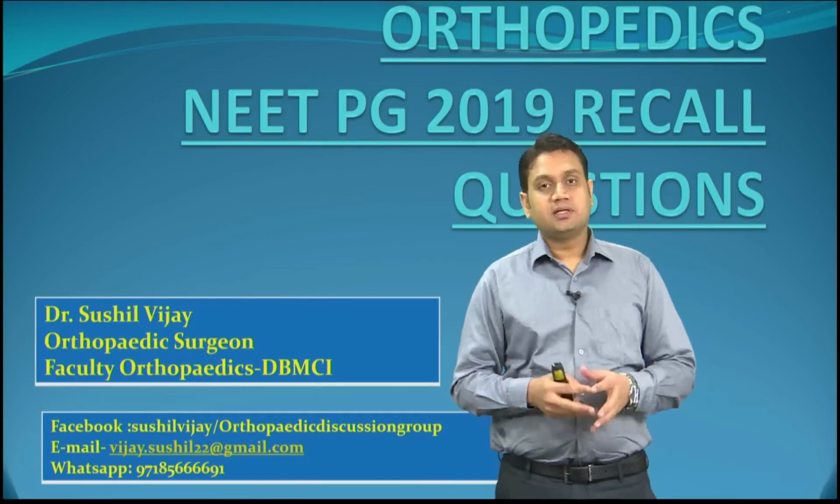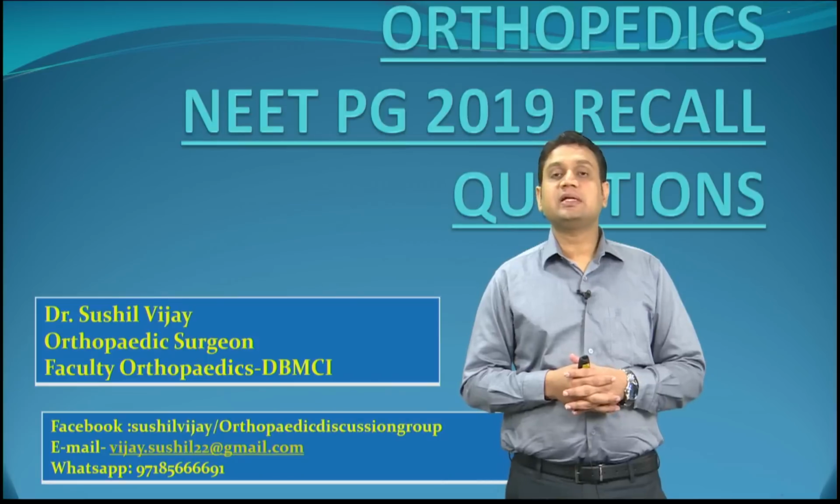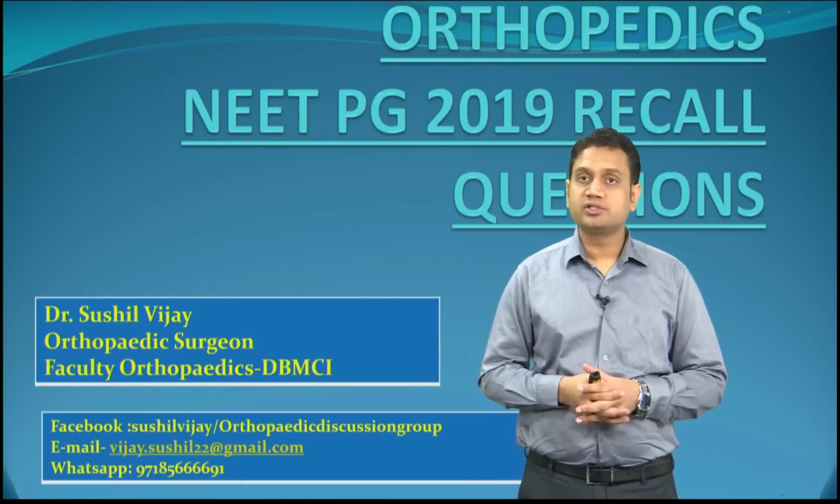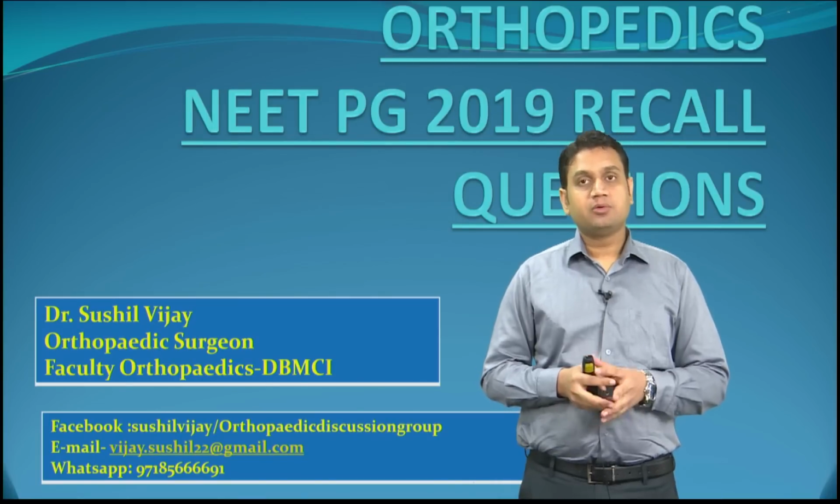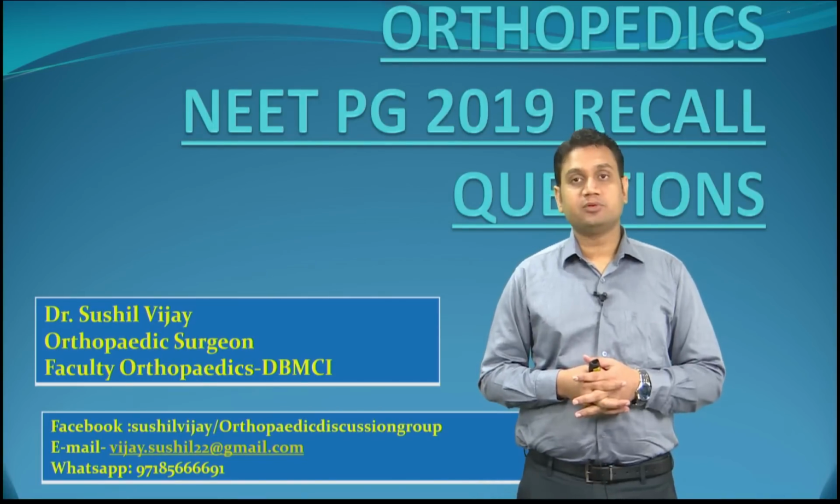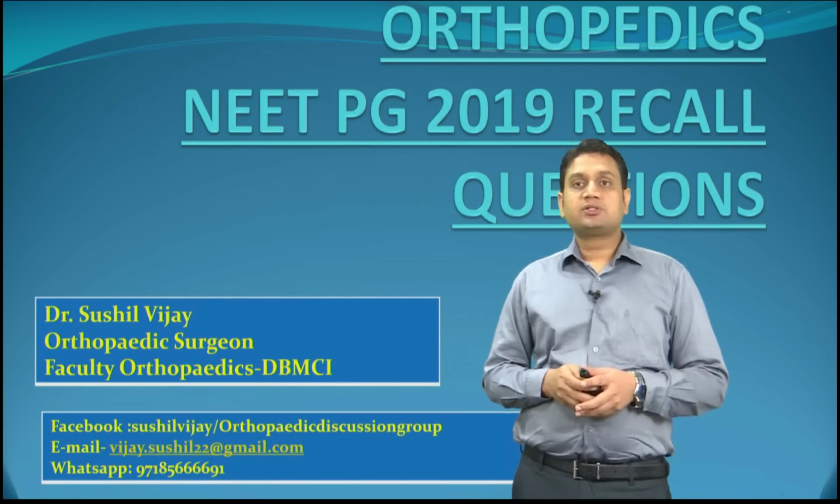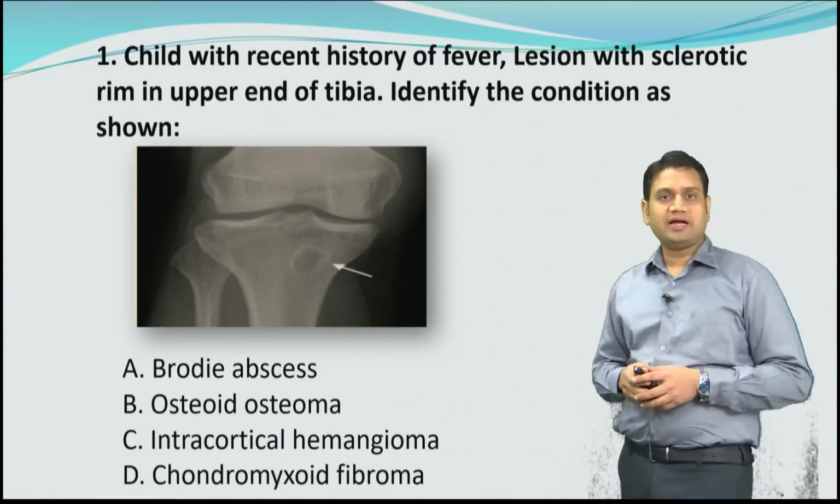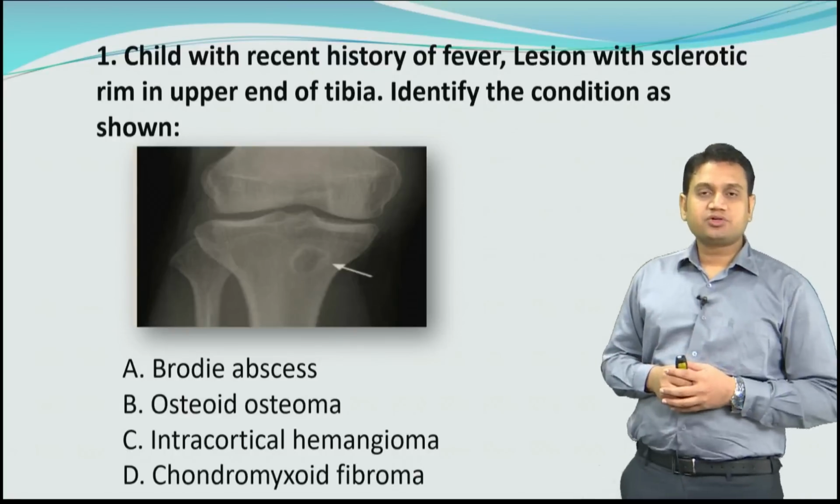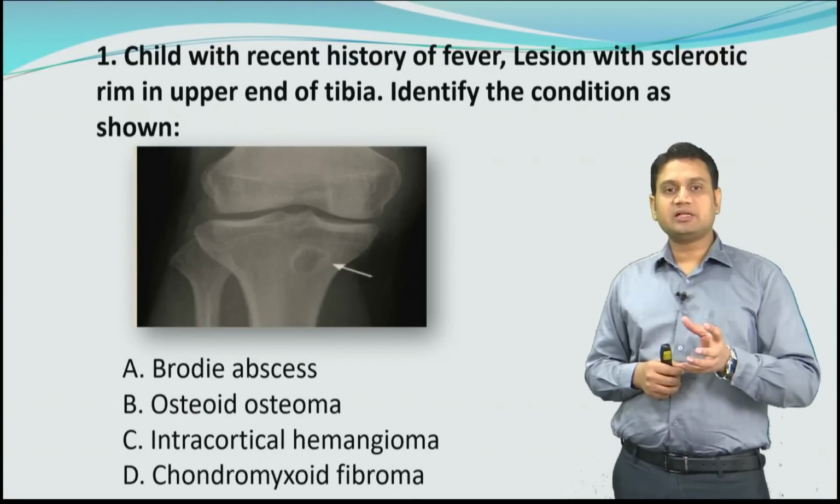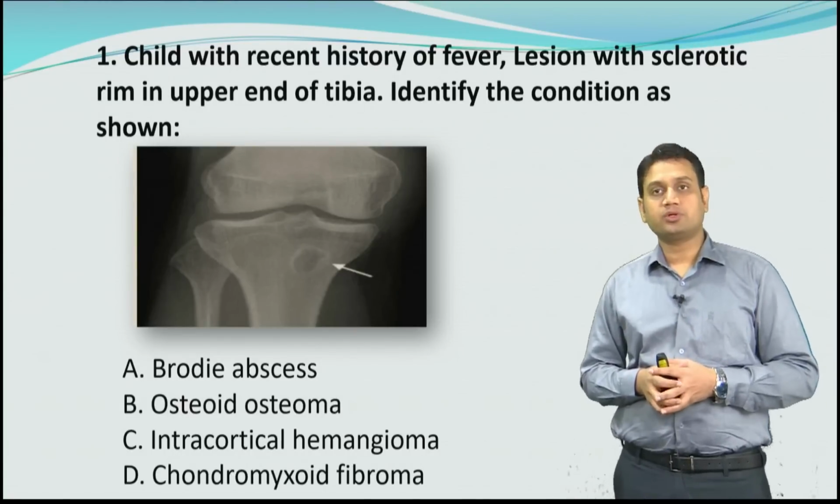So hello guys, in this video we are going to discuss the NEET PG 2019 recall questions, memory based, obviously, based on the inputs given by our students, the questions and the options. Let's see them. Okay, so number one we have, there is a child with recent history of fever, lesions with sclerotic rim in the upper end of tibia, identify the condition shown.